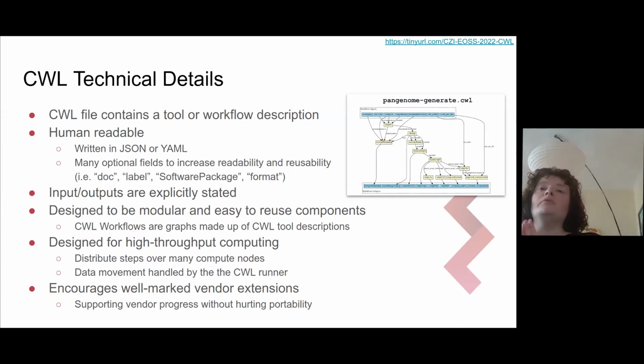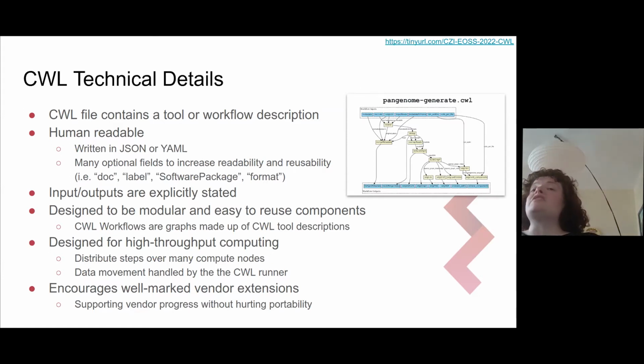And it's human readable. It can be written in JSON or YAML or a combination of the two. And it has optional fields that allow you to increase the reusability and the readability. And these also allow you to do things like create really nice GUIs on top of it that allow people to customize inputs and allow people to build utilities that remove them from having to create all the input files themselves. And so some tools do that.